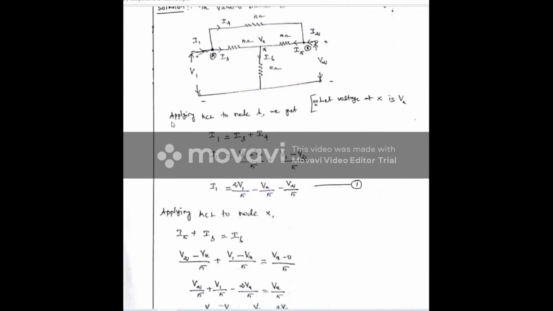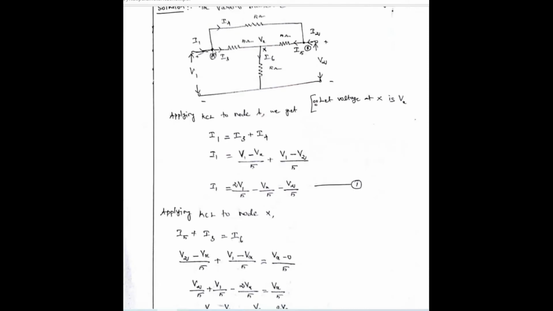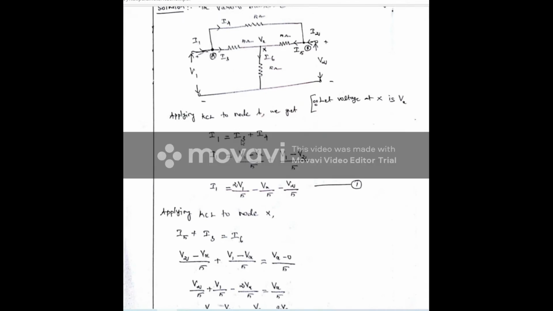First, we apply the KCL equation for node A. We can write the equation I1 equal to I3 plus I4. Similarly, we have to find the value of I3. What is I3? I3 is the current flowing through this resistor. I3 starts here and ends at this node.